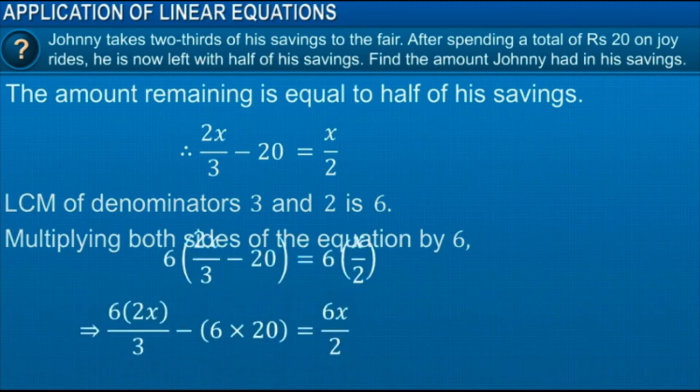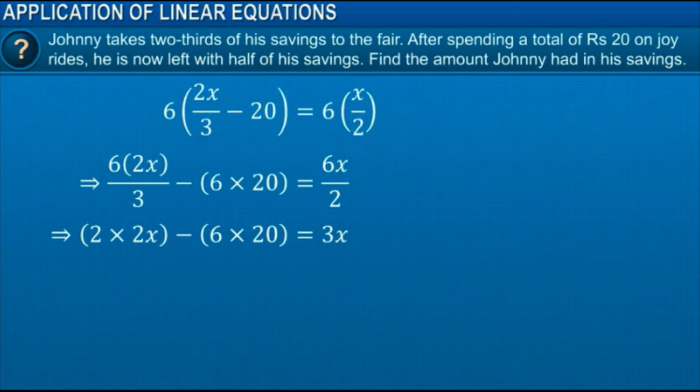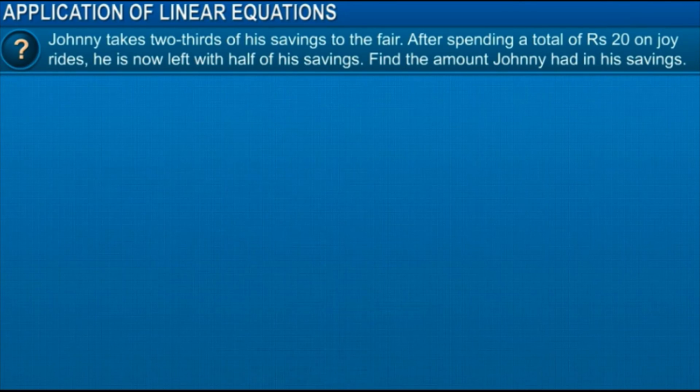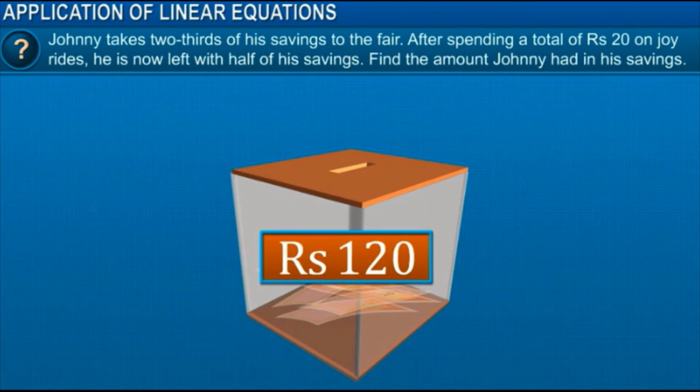By cancellation, we see that the denominators in the fractions have been eliminated. Opening the brackets or parentheses, we have a simplified equation to work with. To get the number to the right-hand side, we transpose minus 120 from the left-hand side. Now, to get the variable on one side of the equation, we transpose 3x to the left-hand side. Upon solving, we find that x is equal to 120. Therefore, Johnny initially had 120 rupees in his savings.